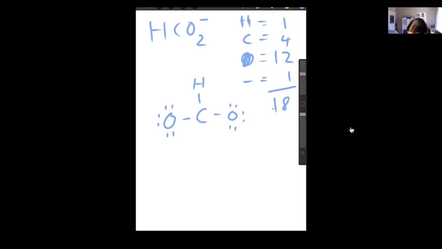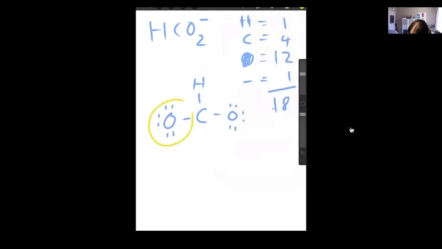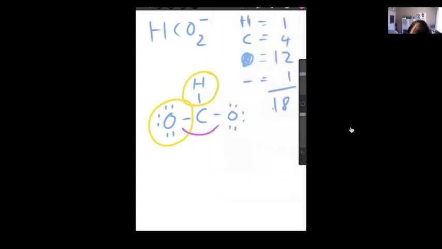Who's happy? Who's not happy? The oxygens are happy because they have 8 around them. Hydrogen is happy because he or she has 2 around her. That oxygen is also happy. But what about carbon? Carbon is not so happy, so we'll give it a pink. Carbon only has 6 electrons around it. So we're going to take 2 electrons from either one of the oxygens and bring it into a double bond.